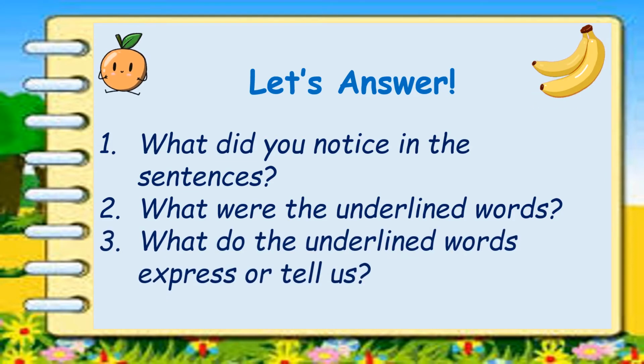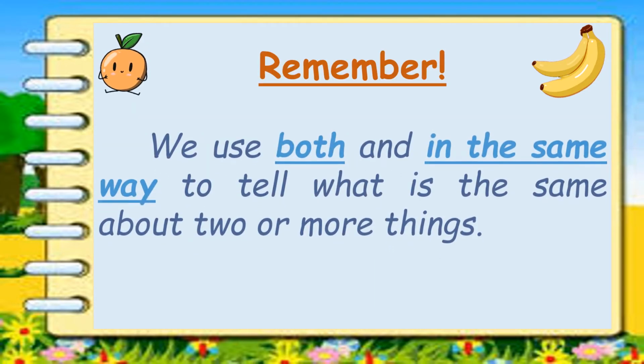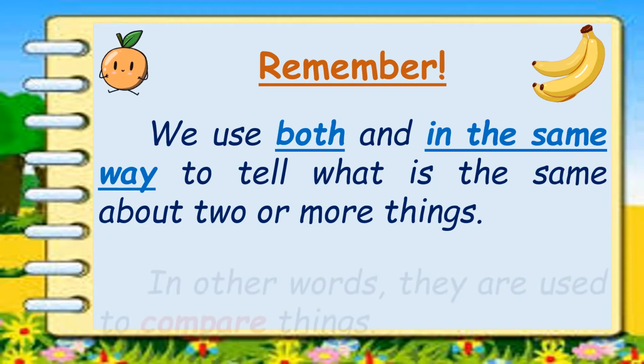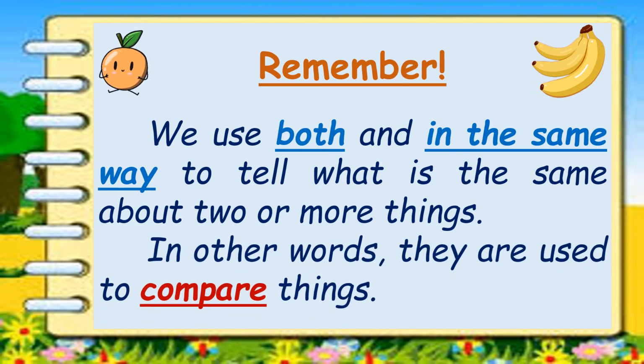So what do these underlined words tell or express? Yes, so these words express similarities of oranges and bananas. So they are comparing oranges and bananas. So remember that we use both and in the same way to tell what is the same about two or more things. In other words, they are used to compare things.